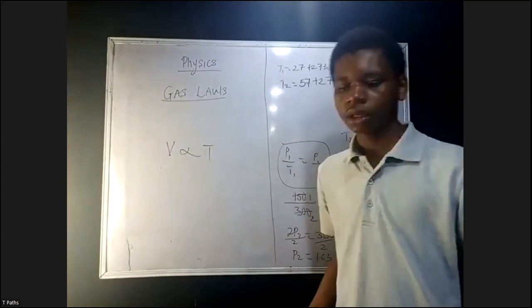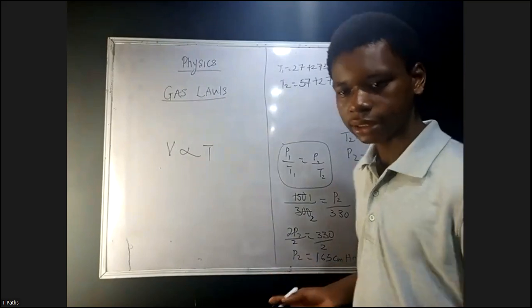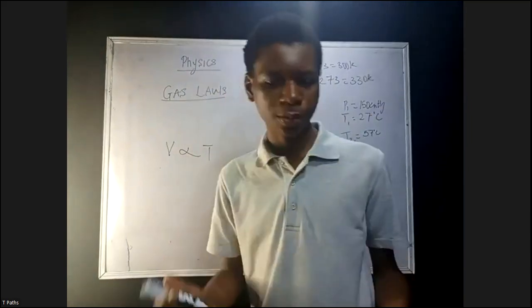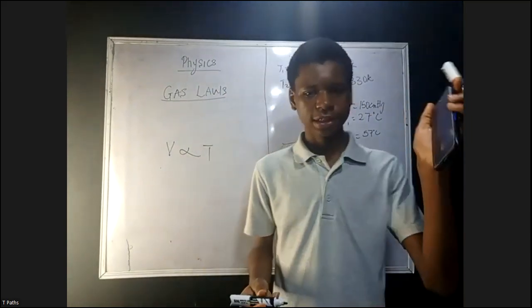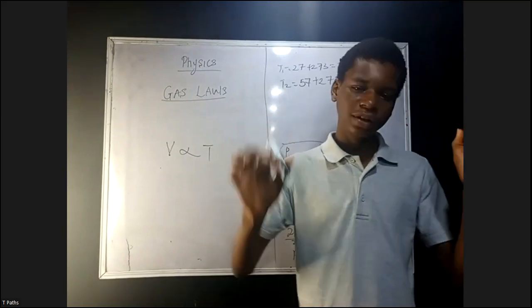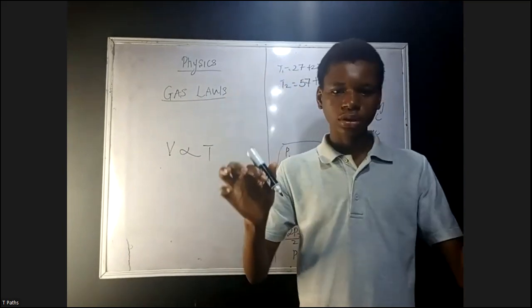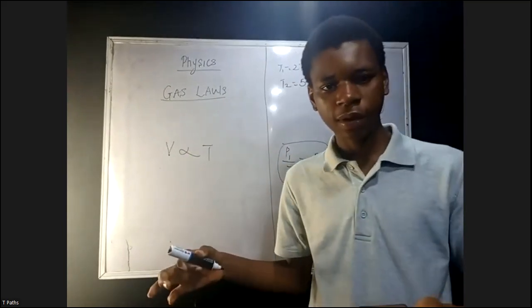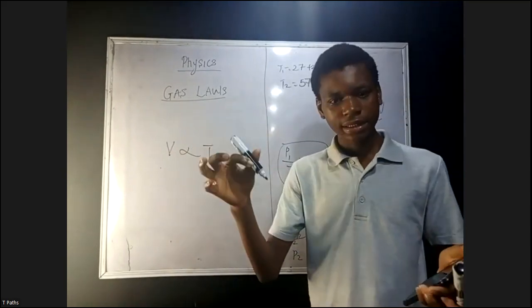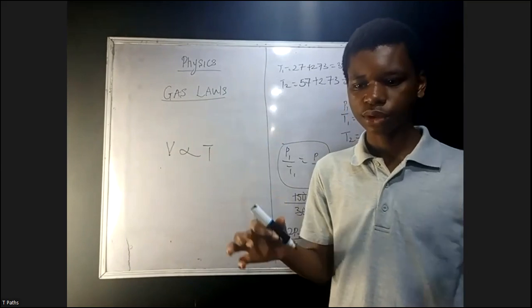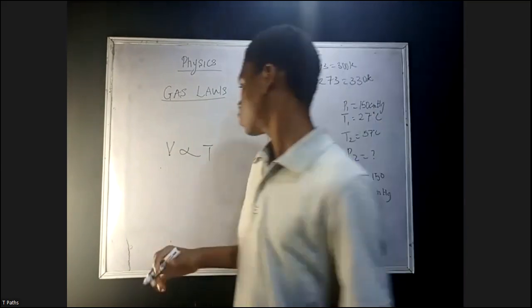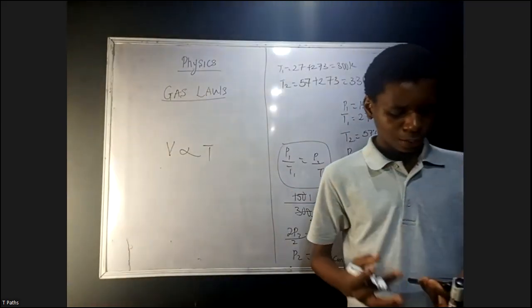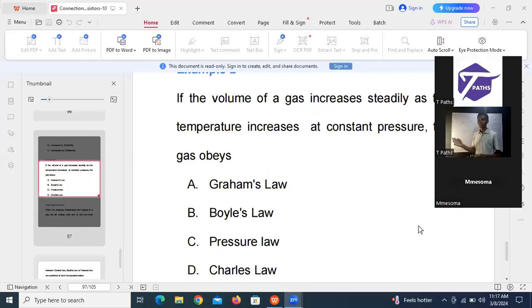Okay, I'll go over it again. Let's say we have two variables, right? And when one of the variables increases and the other increases, it means those two variables are proportional to themselves. Just like I say, I have this phone here and this marker here. All right, so if this marker increases, and also the increase in this marker leads to an increase in the size of this phone, it means these two are proportional to themselves. But if an increase in this leads to a decrease in the size of this spoon, then they are inversely proportional. All right. So now, going back to our question, it says if the volume of a gas increases steadily as the temperature increases at constant pressure, the gas obeys.